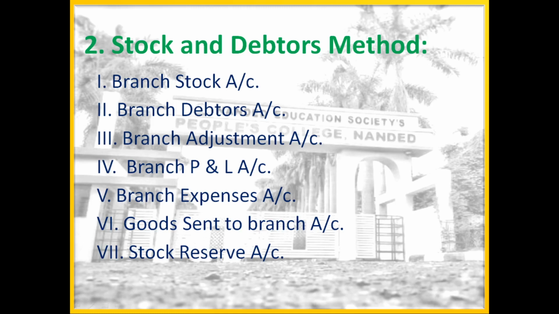Stock and debtor system is generally used when the goods are sent to the branch at an invoice price and the size of the branch is large. A number of other accounts are also opened for recording branch transactions. A brief description of each of these accounts is given below.